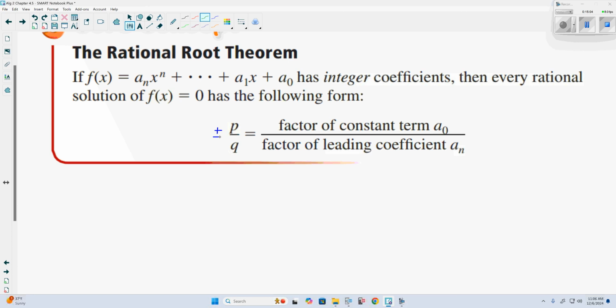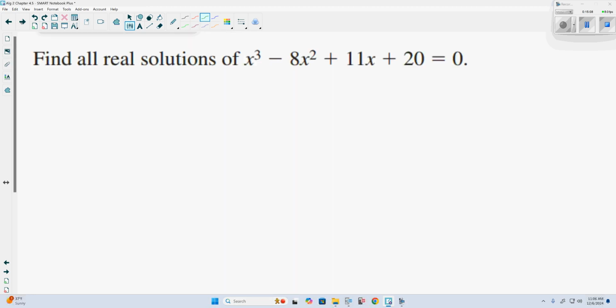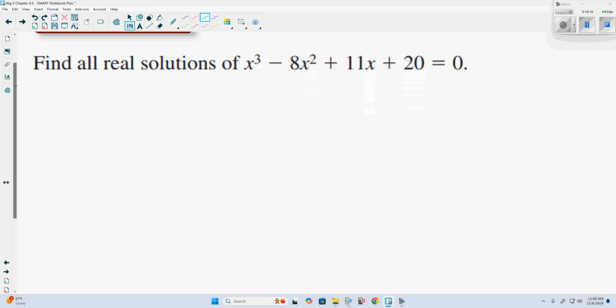So, very good. So, let's look at how this works here. Because if we want to find all the solutions, so we're going to look at all the rational zeros for this here, are plus or minus P over Q, and then we're going to go to factoring. So P is the factors of our constant term. And our constant term, our number is what? 20. It's the number without a variable.